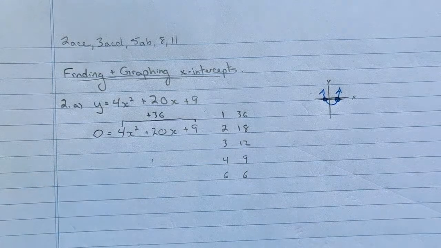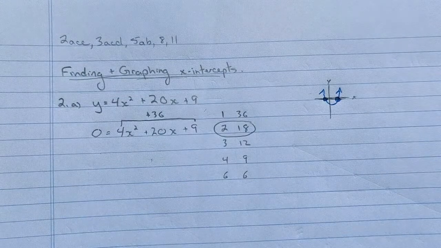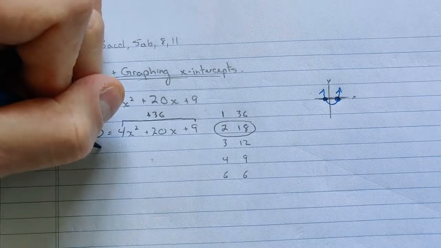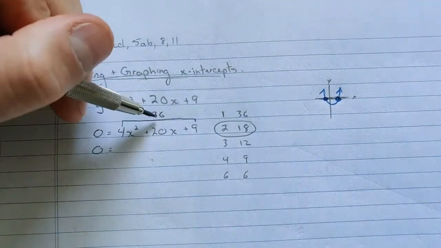Oh, sorry. I'm not even thinking. I passed right by it. Yeah, it's factorable. 2 and 18 will get 36 and 20. I was looking at the 9. Okay, back on track. So 2 and 18 are the numbers that will multiply to 36 and add to 20.